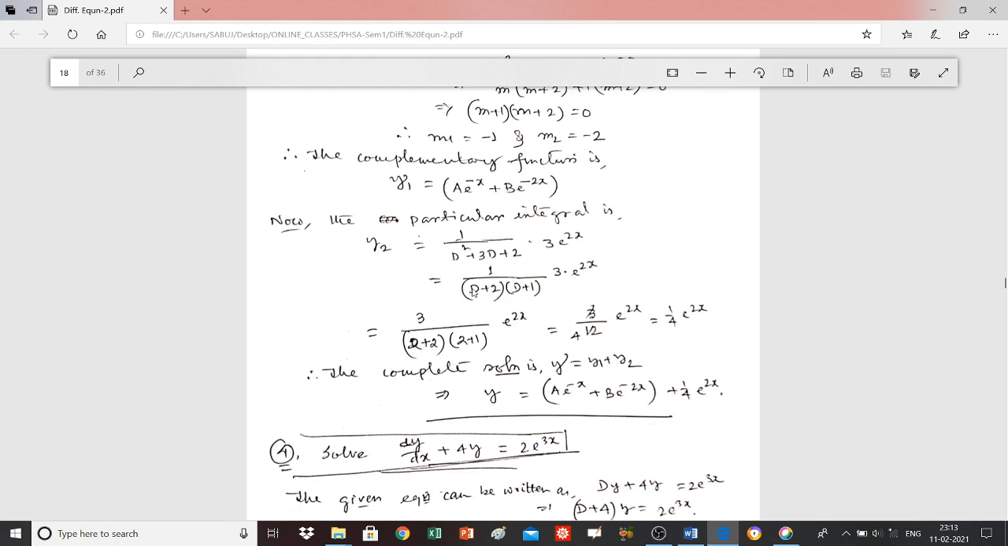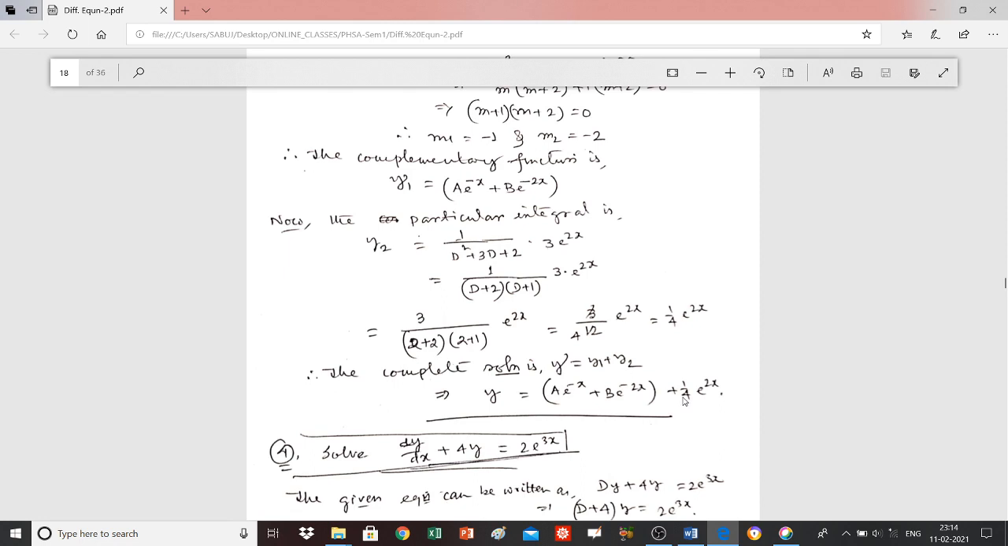Now D should be replaced by this 2, e to the x, a is here 2. So that is done here, 3, then 2 plus 2, then D is in this case 2 plus 1, e to the power 2x. So 3 by 4 and 3 is 12, e to the 2x, that is 1 by 12 e to the 2x. So the complete solution is this y1 plus this y2, that is there.